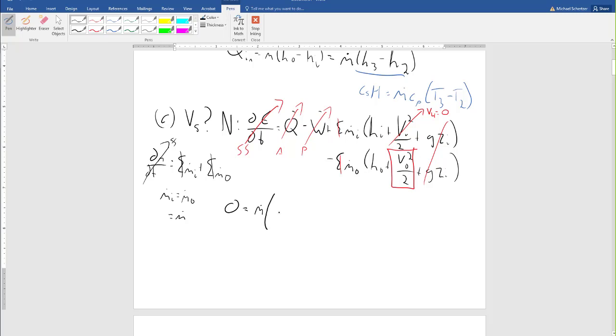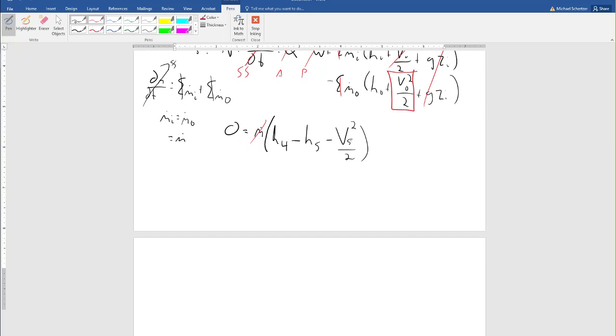So I have a mass flow rate. At the inlet, I've got h4. At the outlet, I've got h5 and V5 squared over 2. I'm going to divide both sides by the mass flow rate so that m dot goes away. Then from here, I can move terms, and V5 squared over 2 is equal to h4 minus h5.